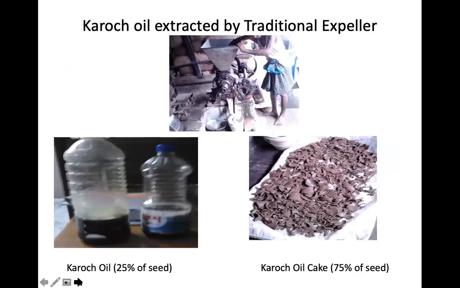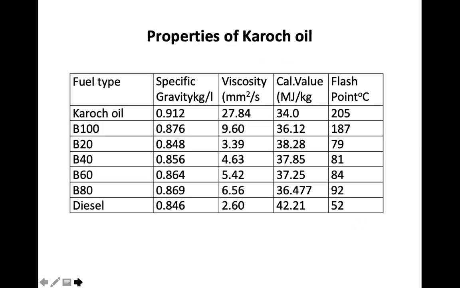Karoch oil extracted by traditional expeller. That means in Bangladesh already a traditional mill has started to use the Karoch seed to extract the oil. And you see the oil cake. Oil cake is very good for fertilizer. So properties of Karoch oil have already been analyzed, and they found a very good type of second generation biofuel.